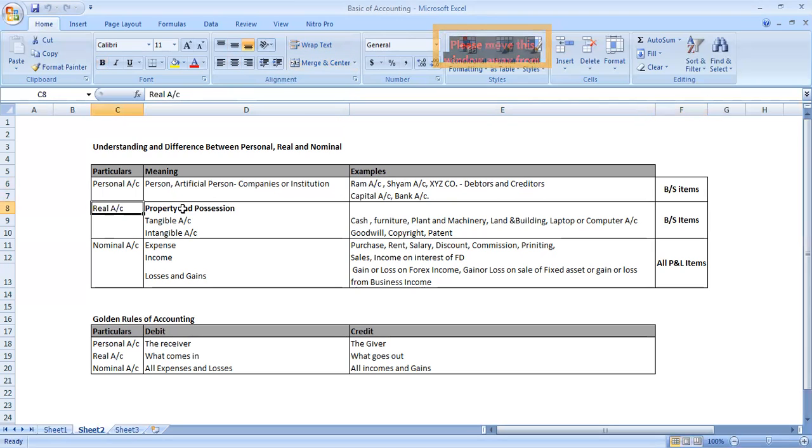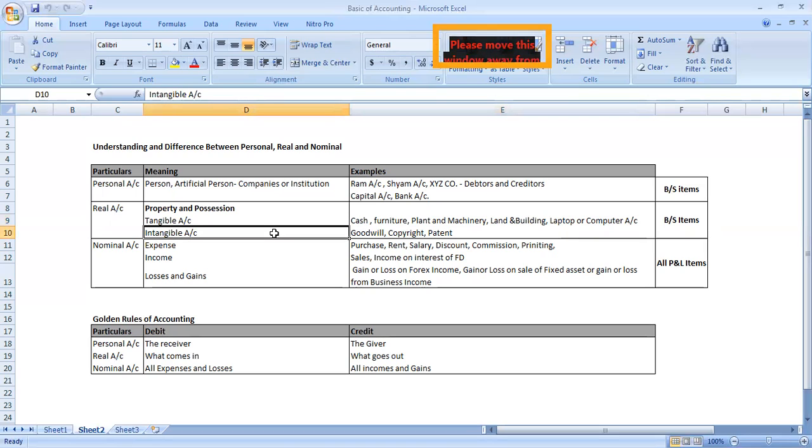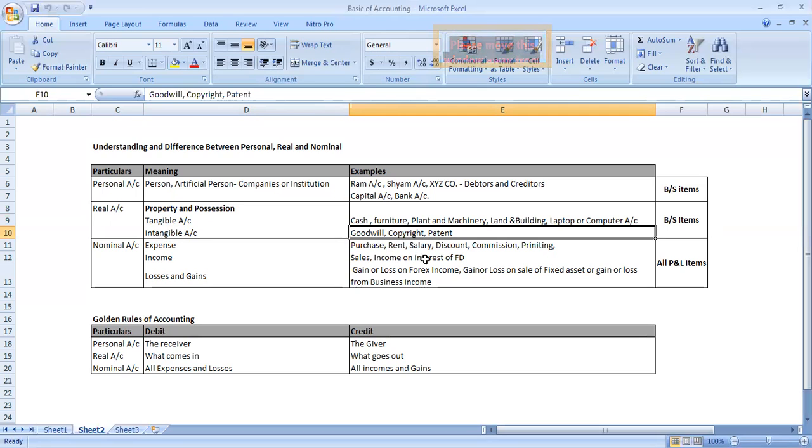Next comes the real account. Real accounts relate to property and assets, such as tangible assets or intangible assets. Tangible assets are the ones which can be felt, seen, and physically touched. For example, cash account, furniture account, plant and machinery account, land and building account, laptop, computer accounts, etc. Intangible assets are the ones which cannot be seen, but those are the assets of the companies. Examples are goodwill, patent, copyrights. All these items of the real accounts are classified in the balance sheet items.